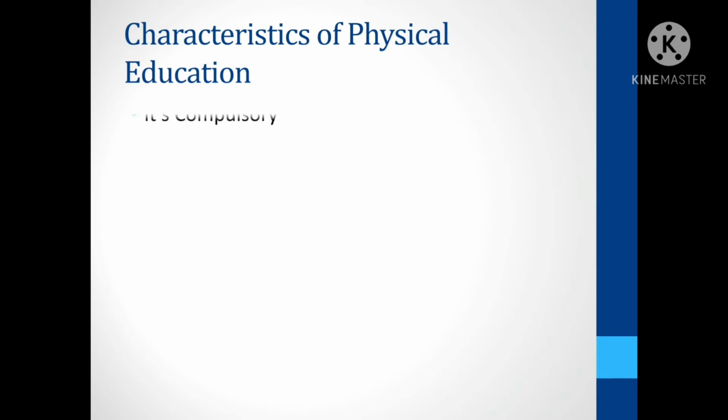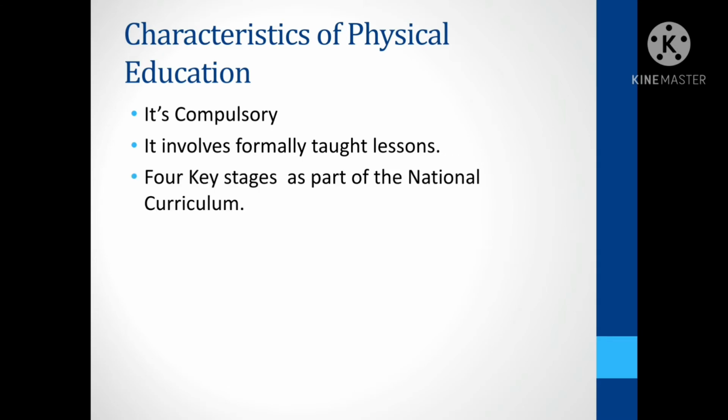Okay, here we go. So it's compulsory. So up to the age of 16, you have to do a certain amount a week. That changes. At the moment, you have to have one lesson of it a week minimum. It involves formally taught lessons. So you have to have it taught by a teacher to you at least once a week. So you're given a bit of education. It's in all four key stages. So from reception upwards, it begins at a foundation reception level.